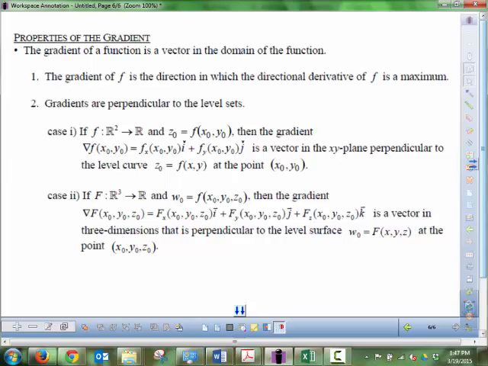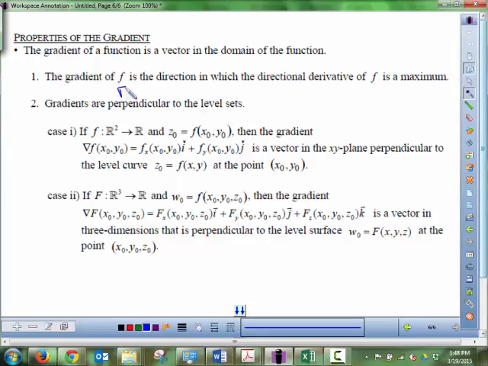so that's the first property: the gradient is a direction which is going to give you the fastest increase. Now, I put little f over here, but this could possibly work for big F as well. Remember that fly flying around? If the fly wants to feel the fastest increase in temperature, it's going to fly in the direction of the gradient.